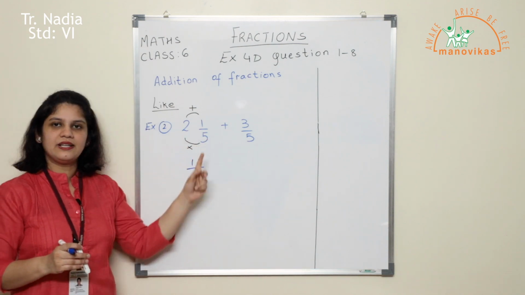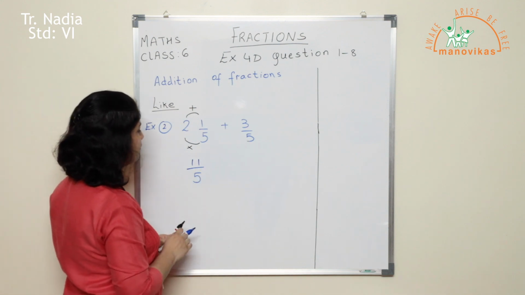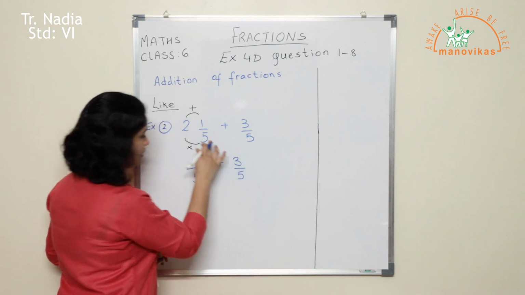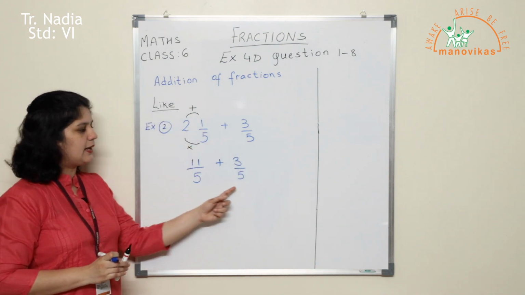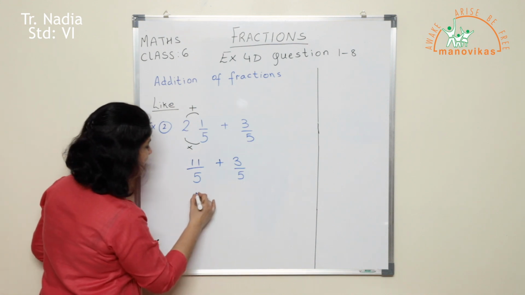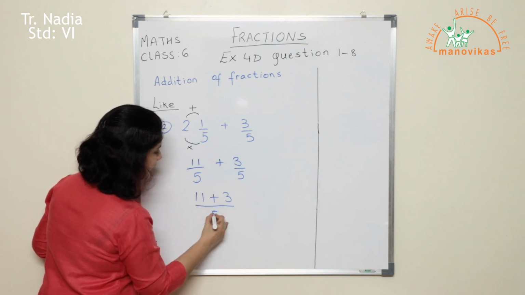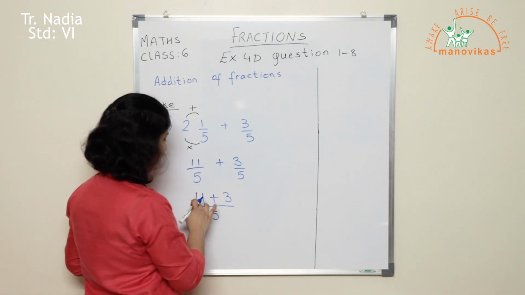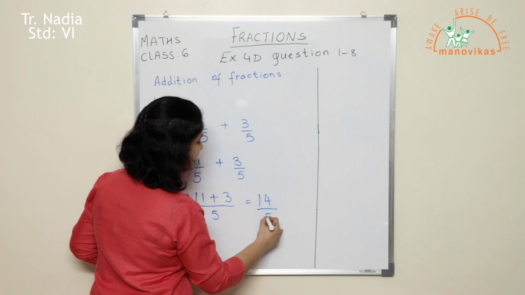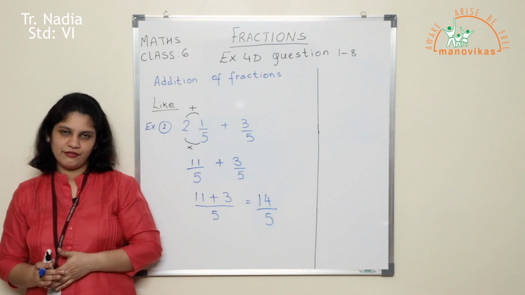Okay, so the mixed number is now converted to a fraction. This is already in fraction form, so you don't have to worry, leave it as it is. So now the question becomes 11 upon 5 plus 3 upon 5. They are like fractions, so I just have to add their numerators upon the same denominator 5. 11 plus 3 is equal to 14. The denominator remains as it is, that is 5. So my final answer is 14 upon 5.